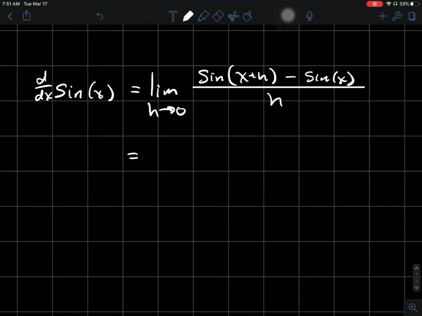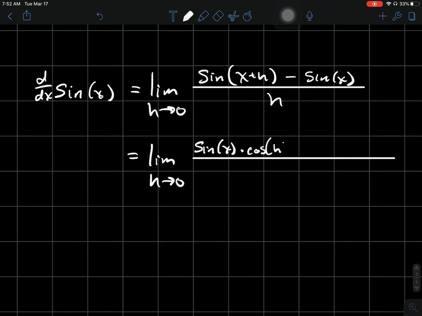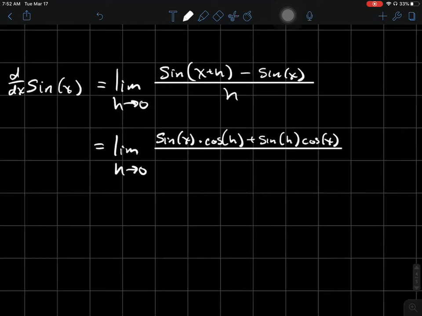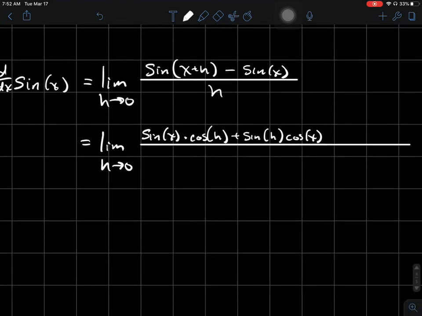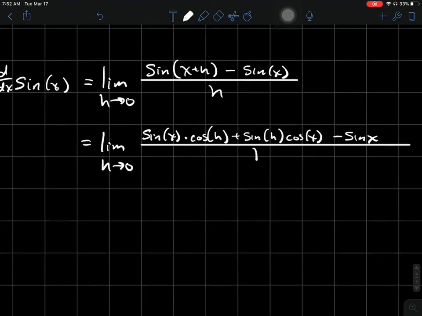Now this seems simple enough, but in order to do this, you have to remember the sum identity for sine. Sine of x plus h, sum identity, is going to be sine of the first angle times cosine of the second angle plus sine of the second angle times cosine of the first angle. I can't forget to include in here this minus sine of x. And of course, this is all over h.